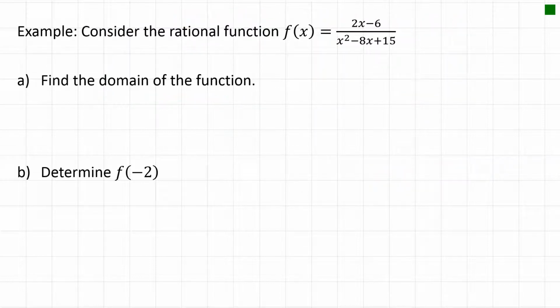Functions have domains. When we consider the function f of x equals 2x minus 6 over x squared minus 8x plus 15, this function has a domain. That is, as a recap, all the possible x values that you can stick into this function. Now for a rational function, what would stop us from putting in any given x value? It comes down to the non-permissible values.